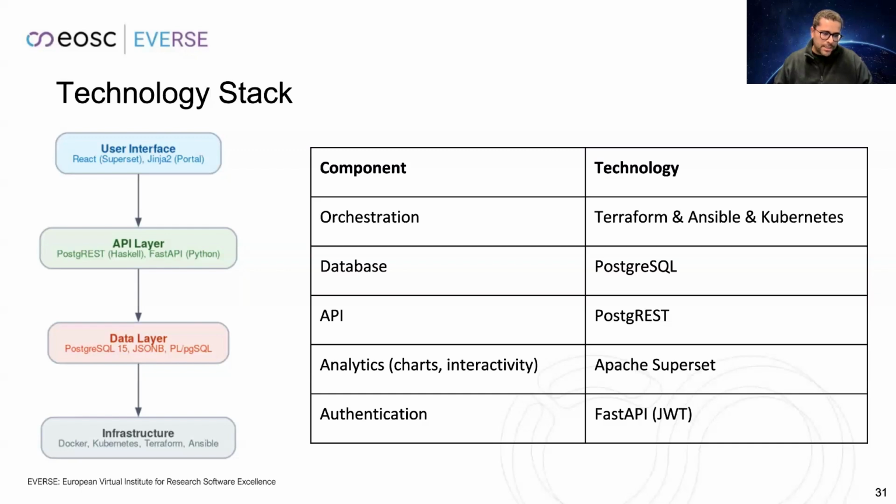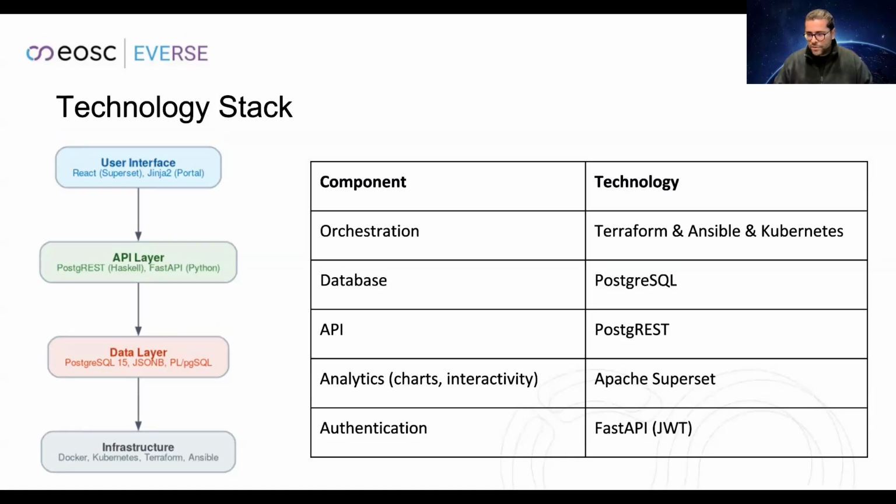This is basically a very high-level overview of the software stack. We use Kubernetes under the hood to make things scalable, and also you can have multiple nodes with Kubernetes so that you can combine different sources. The orchestration, basically deployment, is made by Terraform, Ansible, and Kubernetes. These are the technologies we use to deploy the entire stack.